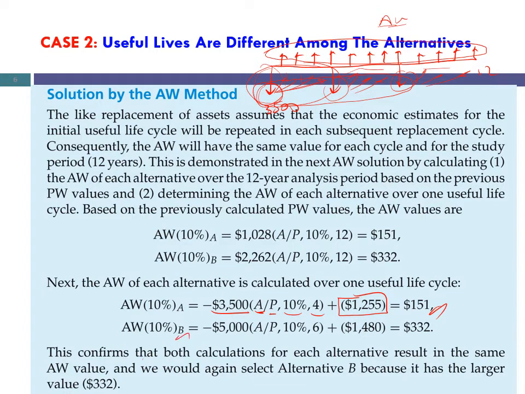Similarly, for alternative B, since there is only one, I can just spread this 5,000, find its annual equivalent for 6 years, and add it to the already annual revenues, and we obtain this value. And these are, as you can see, exactly the same as the previous one, and our decision is to select alternative B.